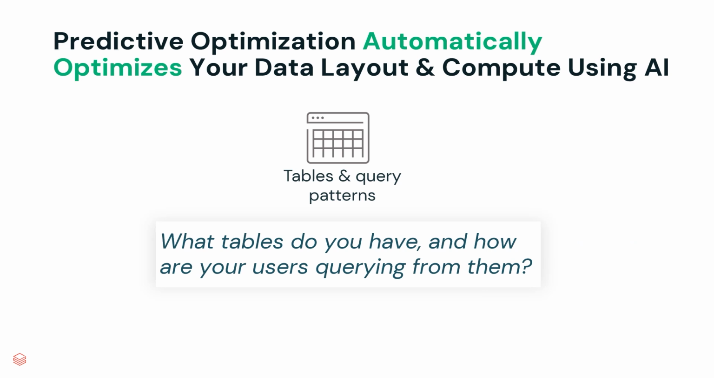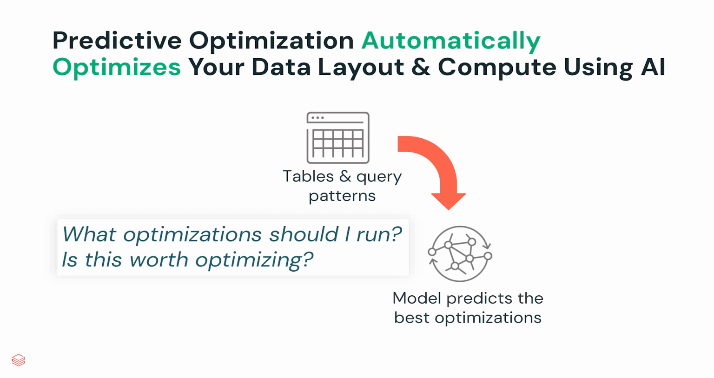It will look at the table data and how you're querying from that table. So how many bytes are you reading? What are the query predicates? How frequently are you querying that table? All that kind of information it will look at. And then a model is trained based on that data to determine the best data layout.